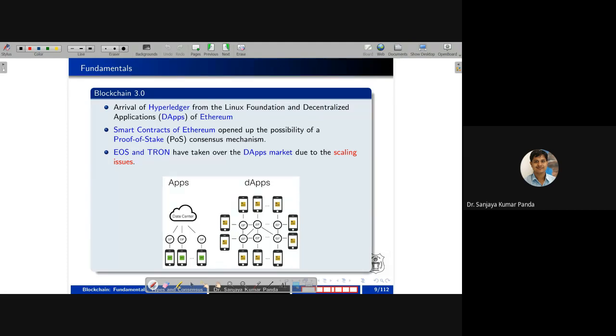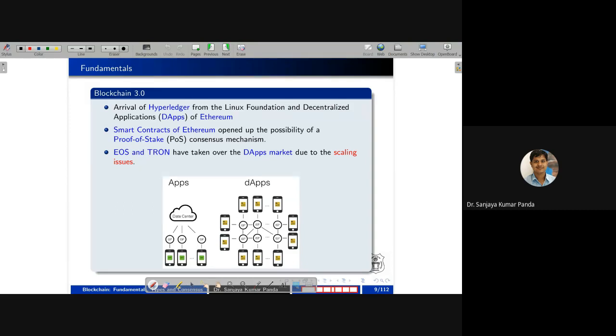So in blockchain 3.0, the arrival of Hyperledger from the Linux Foundation and decentralized applications, which we call the DApps of Ethereum, and smart contracts of Ethereum opened up the possibility of the proof of stake consensus mechanism. Previously we used proof of work, that is POW, but now we have come up with another consensus mechanism called proof of stake. Again, proof of work and proof of stake have their own advantages and disadvantages. I'll tell you in detail when we go to the consensus algorithms or mechanisms.